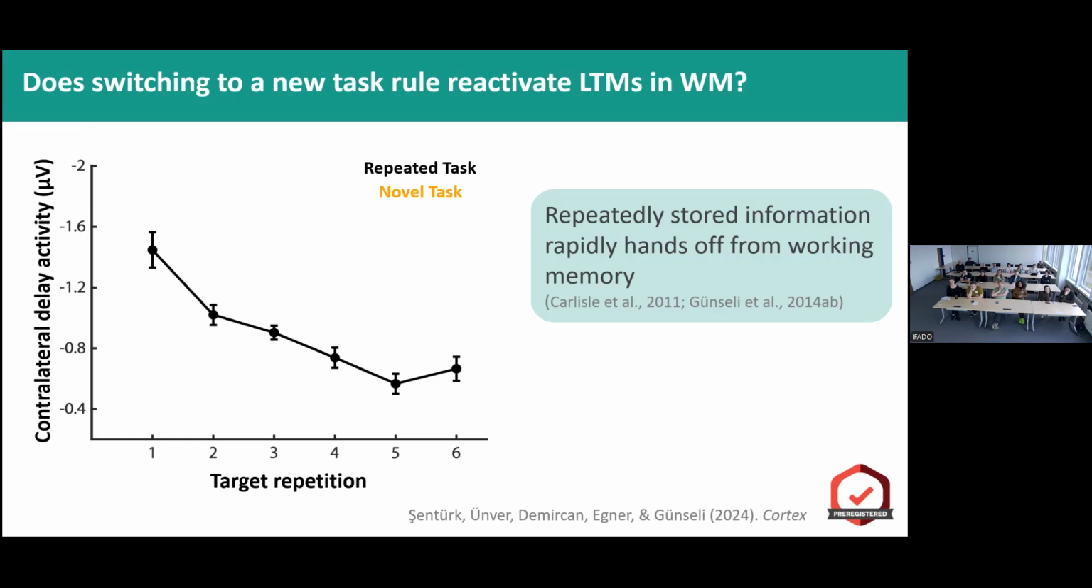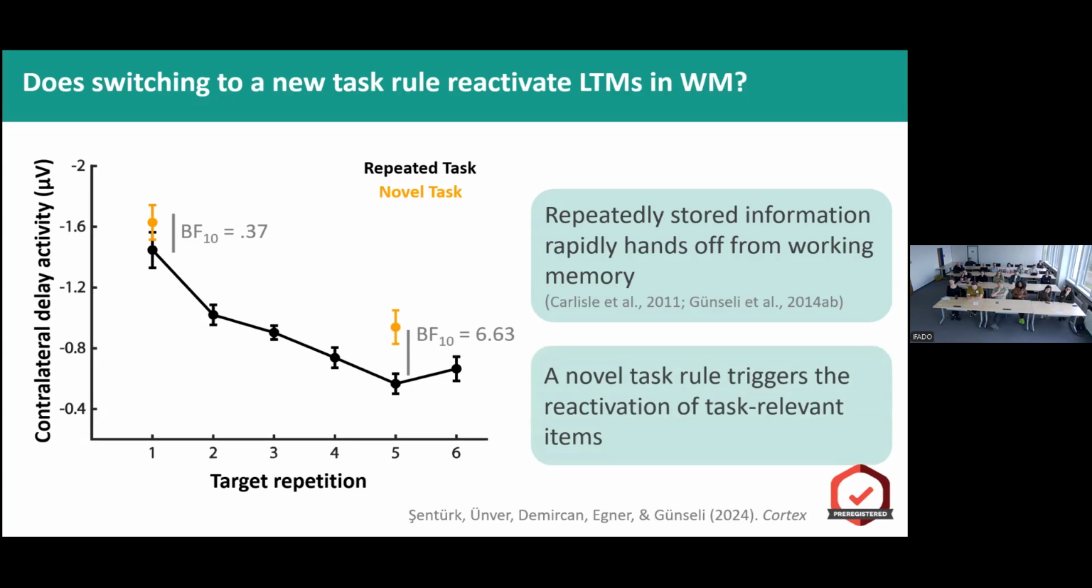But then remember, we also had new task rules. So if it was the first time that you have seen a target and you switch to a new task rule, it had no impact on your CDA, which makes sense because it's a new item and you have to rely on working memory. But if you have been seeing the same item for a while and the CDA declined, and now you see an increase in the CDA when you switch to a new task rule, which means that a novel task rule triggers the reactivation of task relevant items.